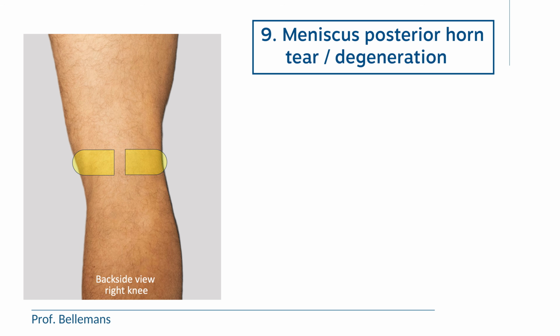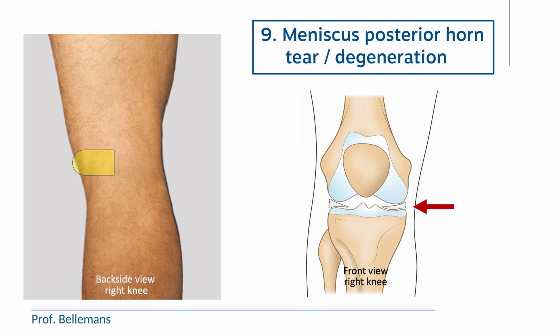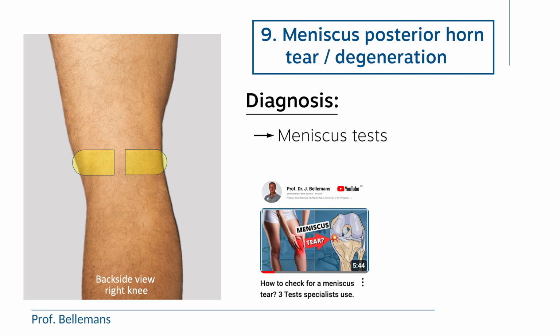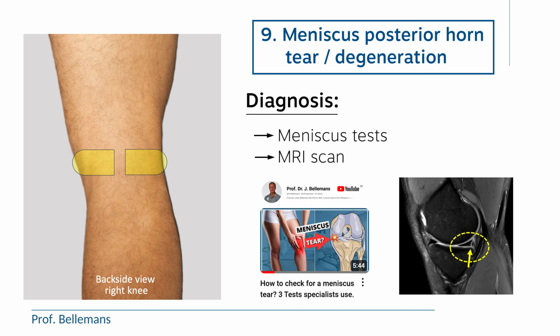9. Meniscus posterior horn tear or degeneration. A tear in the posterior part of the meniscus may be a potential cause for pain in the back of the knee. Usually there is, however, also pain on the medial or lateral side, depending on whether the tear is in the medial or lateral meniscus. The diagnosis is made by performing the meniscus tests. If you want to know how to execute this, please have a look at this short video. An MRI scan will confirm the diagnosis.